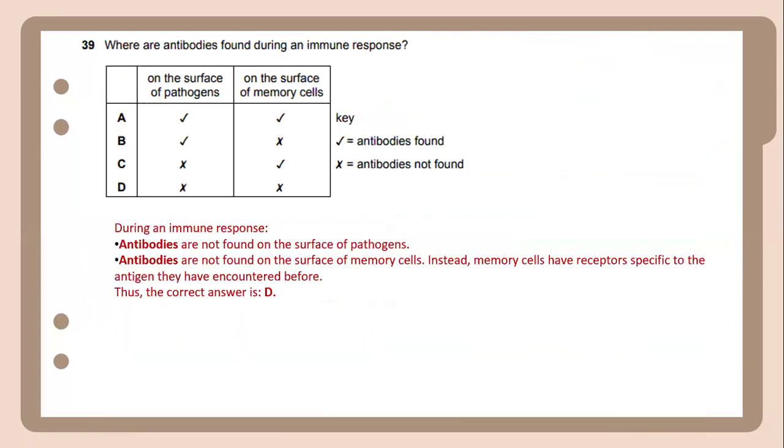38. Where are antibodies found during an immune response? During an immune response, antibodies are not found on the surface of pathogens. Antibodies are not found on the surface of memory cells. Instead, memory cells have receptors specific to the antigen that they have encountered before. So the correct answer will be D.